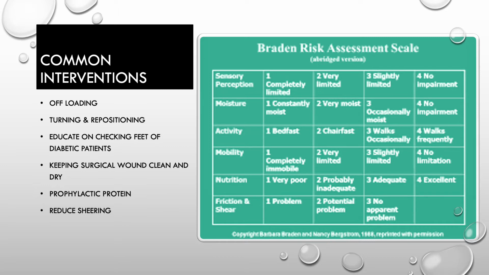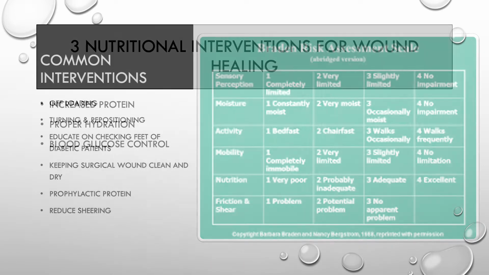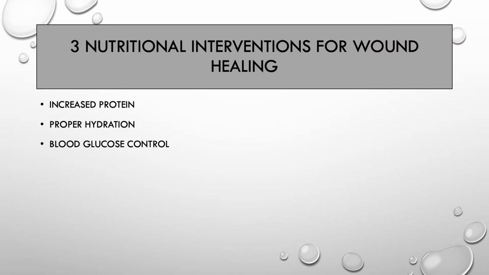There's very little about nutrition. So if you're scoring your patient at nutritional risk, you should really be asking yourself, what intervention do you need to be implementing to address that nutritional deficit? The three nutritional interventions that we're going to go over that assist with wound healing are increased protein, proper hydration, and blood glucose control, if applicable.